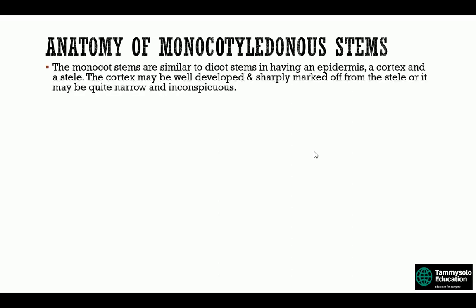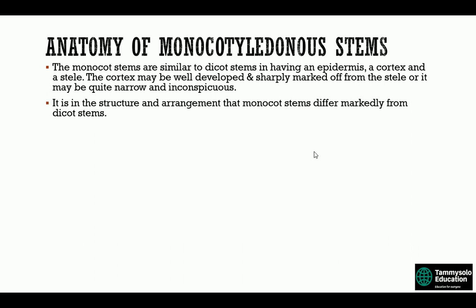Let's look at the anatomy of the monocotyledonous stems. Apparently, the monocot stems are similar to dicot stems in having an epidermis, a cortex, and a stele. However, the cortex may be well developed and sharply marked off from the stele, or it may be quite narrow and inconspicuous. It is in the structure and arrangement that monocot stems differ markedly from dicot stems.